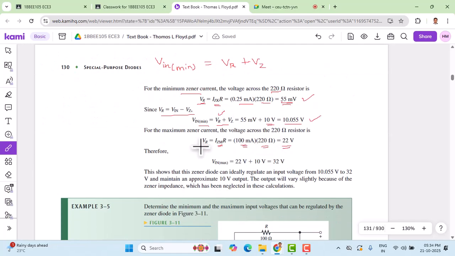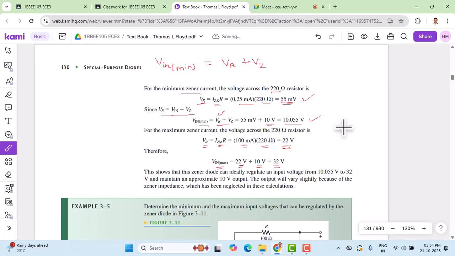Now we can use the same relation once again to calculate the maximum input voltage. Earlier we called this Vin as Vin minimum when Izk was flowing, but now we can call it Vin max when Izm is flowing. So Vin max, if you rearrange it, becomes Vr plus Vz. Vr is already known, which is 22 volts, and 10 volts is the Vz. If we sum them together, it comes to around 32 volts.